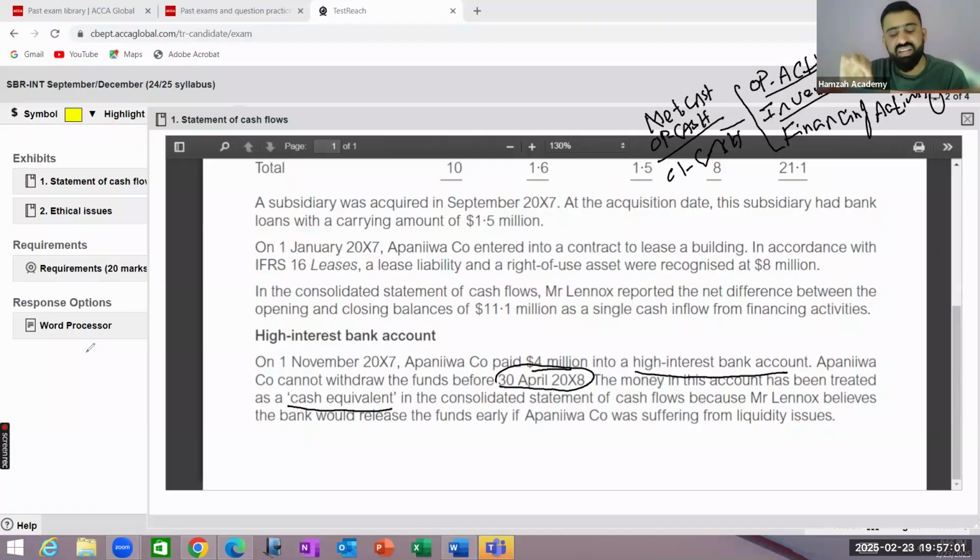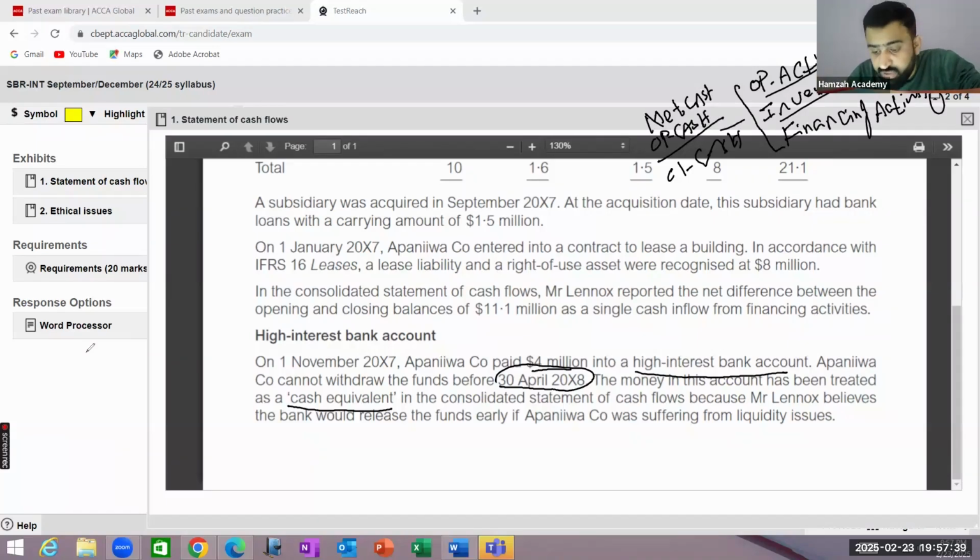Now, first of all, it is a high interest bank account, number one. Number two, there is a mention in the question that you cannot withdraw the funds before 30th April, let's say. You cannot withdraw a single penny. It is specifically mentioned in that question. Before 30th April, let's say, and you are standing on 1st November. So there are at least 6 months. After the 6 months, you can withdraw the cash. But before that, you cannot convert this account into a cash account.